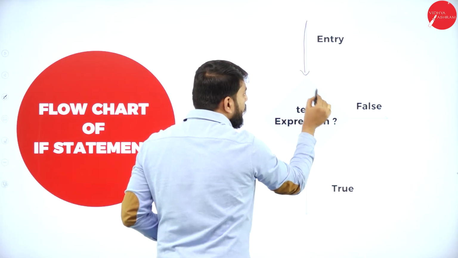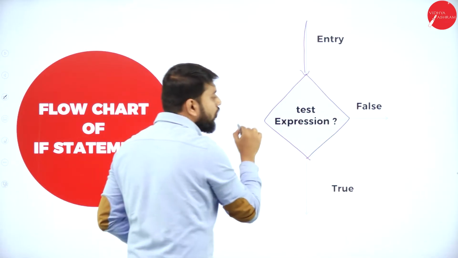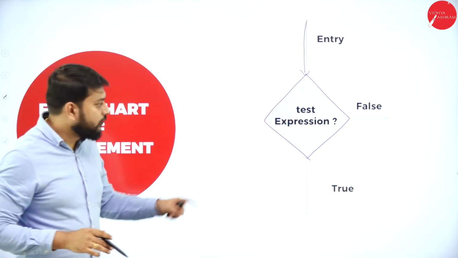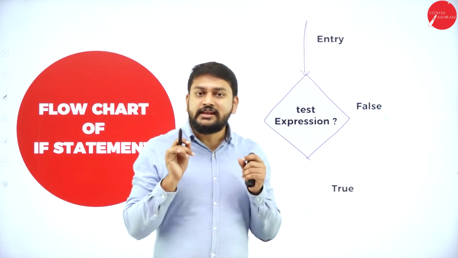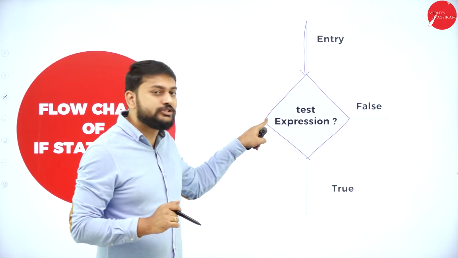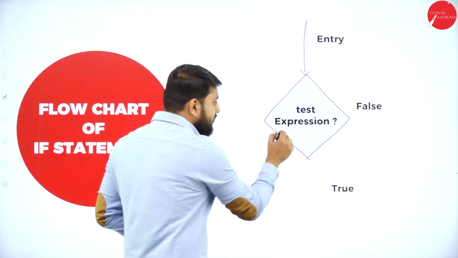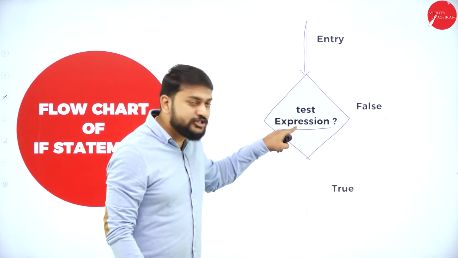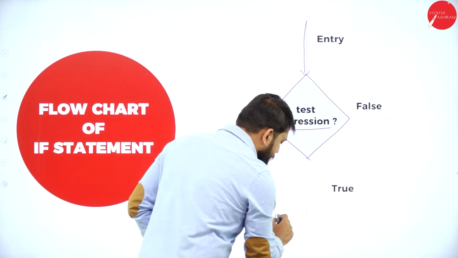So here, whenever I'm using this, this is what I will call a rhombus symbol. Whenever I want to test any condition, I will be using this symbol. Whatever the test condition that I have, I will be writing it here. Suppose if the condition is true, I will be executing these statements.